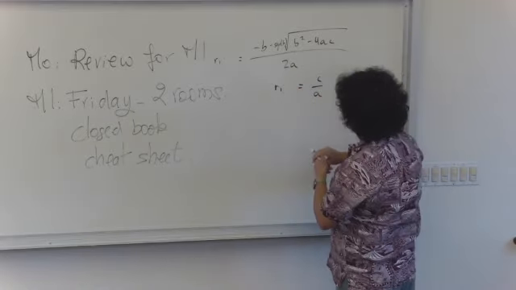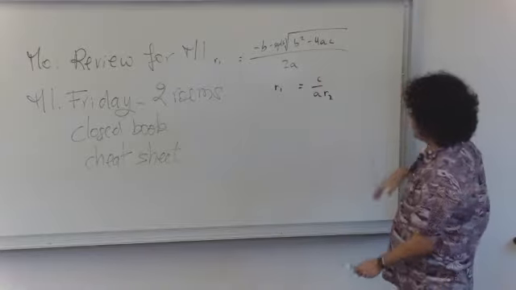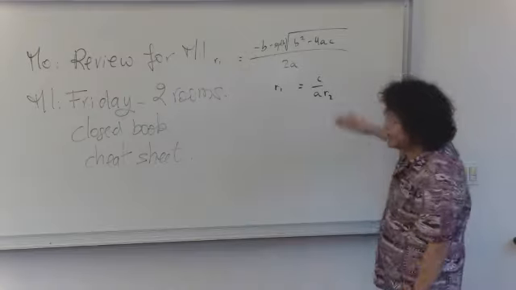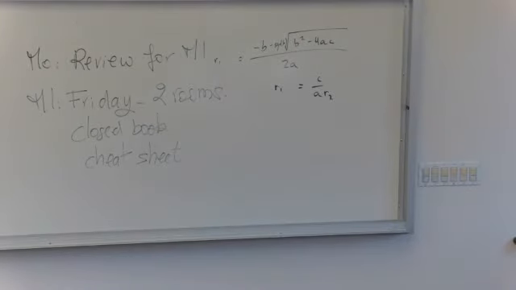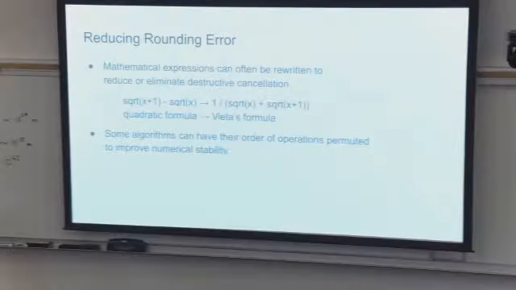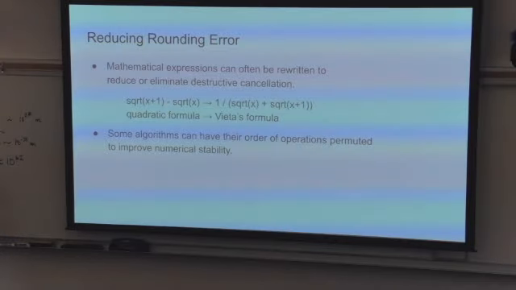So, knowing this, if you have R1, you can easily work out R2 in a numerically stable way. Just move this to the other side. If you need to calculate both roots of a quadratic, this is the way you should prefer to do it, rather than directly using the quadratic formula, for this exact reason. And finally, it's also possible to take some algorithms and rewrite their order of operations in order to improve numerical stability in a very similar way.